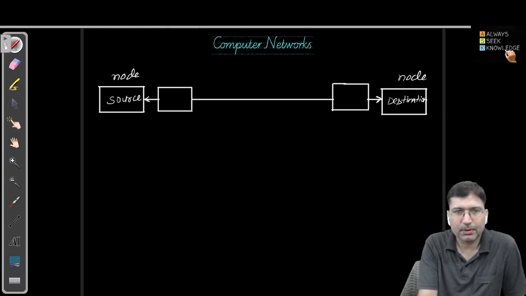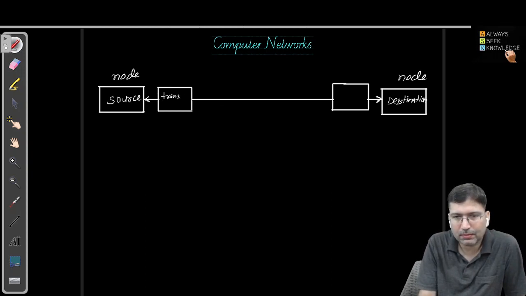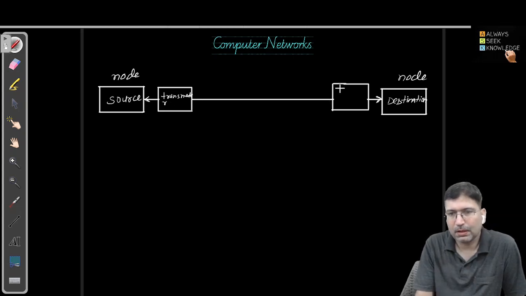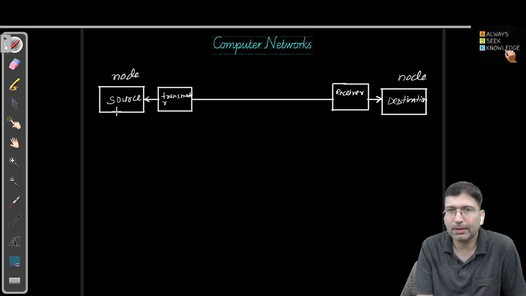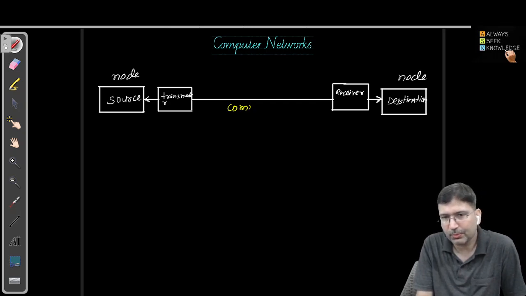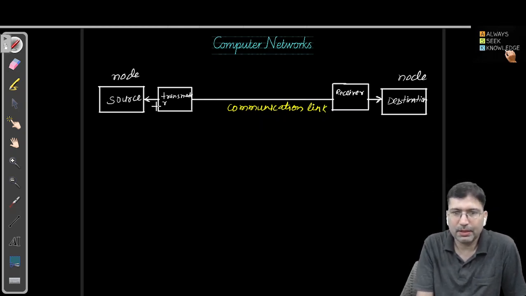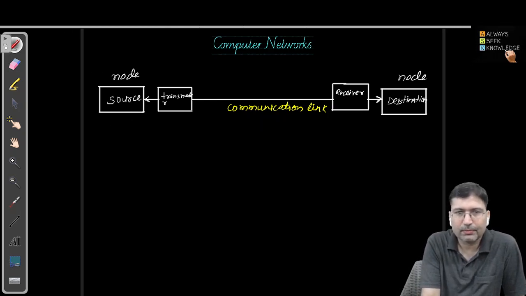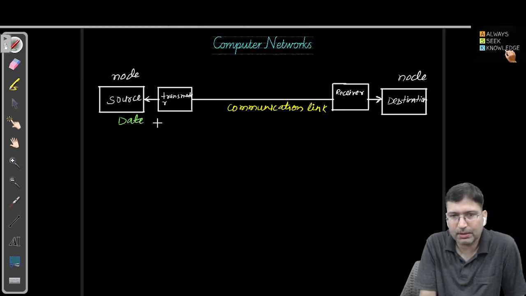Why do we require transmitters and receivers? Because the data which is available on the source node is in binary format. It is available generally in bits or bytes. But the data cannot be forwarded or propagated on this communication channel. So this is the communication link. On this link, the data cannot be forwarded in the native form. The native form is the bits or bytes. So this data which is available here, let's say it is forwarding data which is available in terms of bits or bytes.